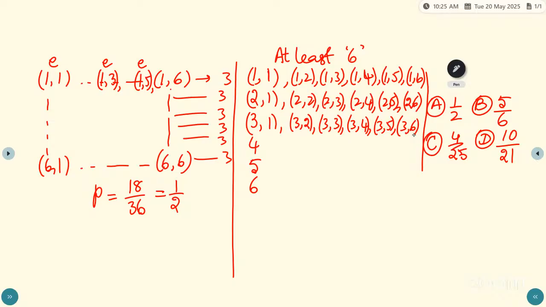Write it down. Here in this problem, the number of exhaustive events is 21. Unless you write it, you won't get it. Number of exhaustive events are 21. Okay, next.